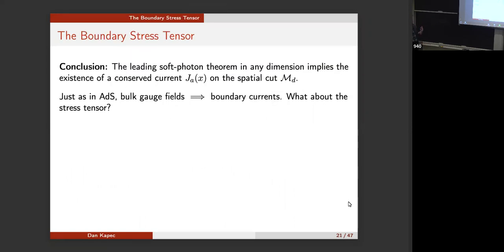Okay? So just like in AdS, when you have a photon or a gluon, the same basic manipulations work for non-abelian gauge theory. When you have a gapless gauge field in the bulk, you get a conserved current in this boundary description. Okay? So what about the stress tensor?